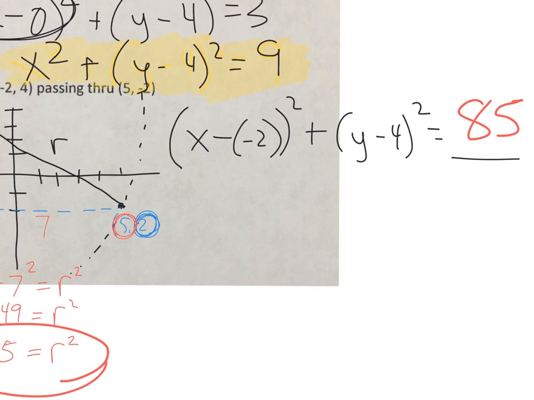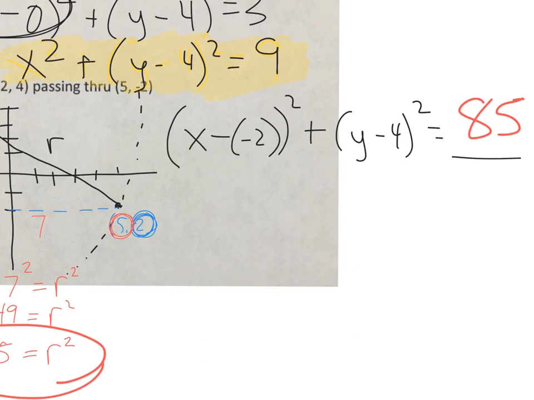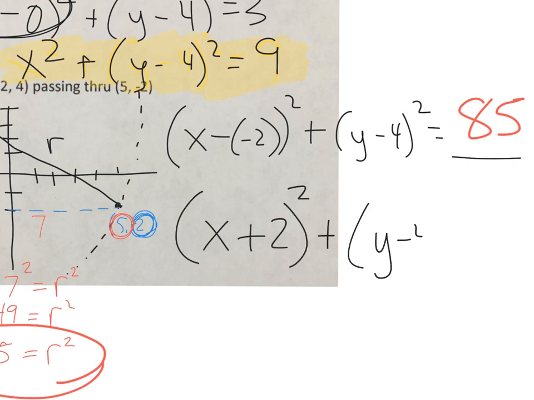So one last step is to further simplify this thing. Minus a minus is a plus, so (x plus 2) squared plus (y minus 4) squared equals 85. That becomes your equation for this circle.